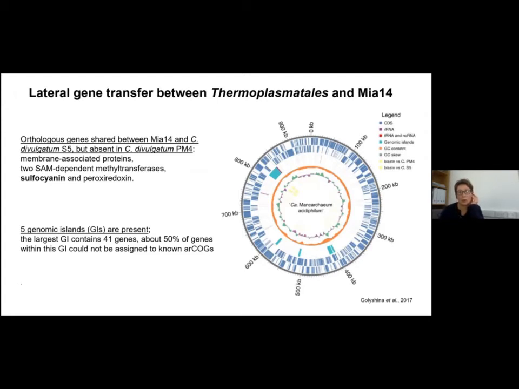We have also found 5 genomic islands in MIA14, and the largest genomic island has about 41 genes, with about 15 of these genes which cannot be associated with any arCOG currently.